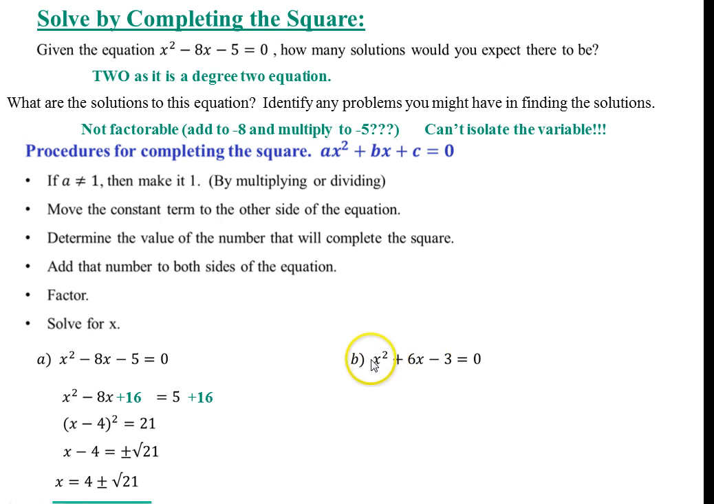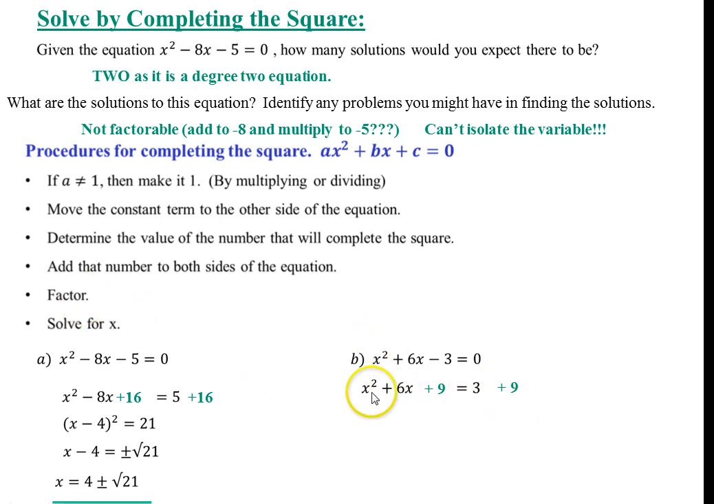Again, a is 1, 1x squared, so let's add the constant term to both sides. Right? Move the constant term to the other side of the equation. So we add 3 to both sides of the equation. Now I'm going to complete the square. So I look at x squared plus 6x, take half the middle term, which is 3, and square it, which is 9, and make sure I add 9 to both sides of this equation.